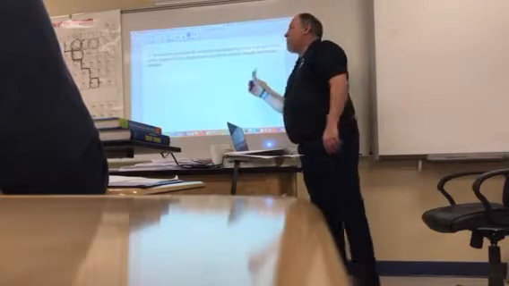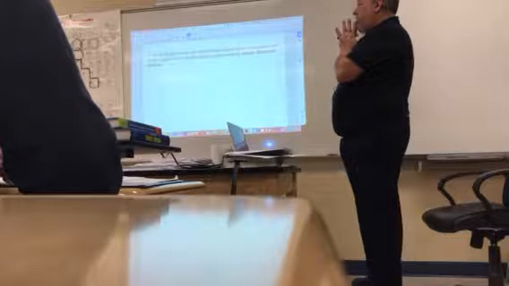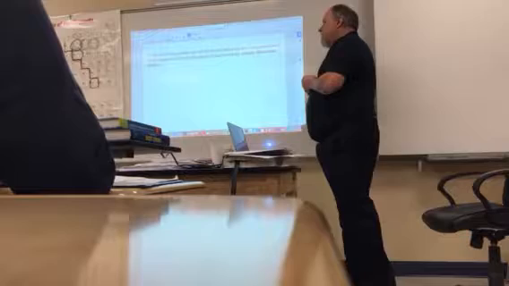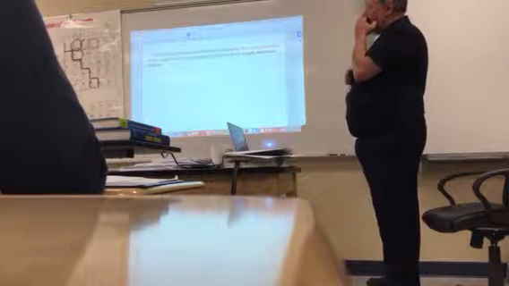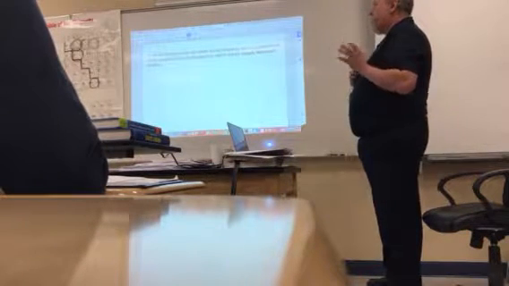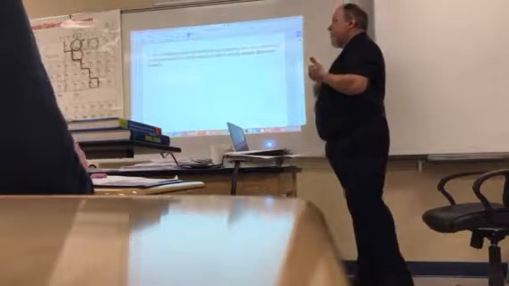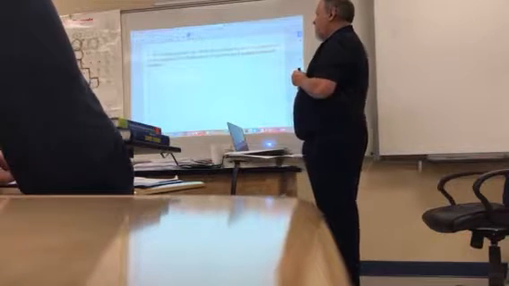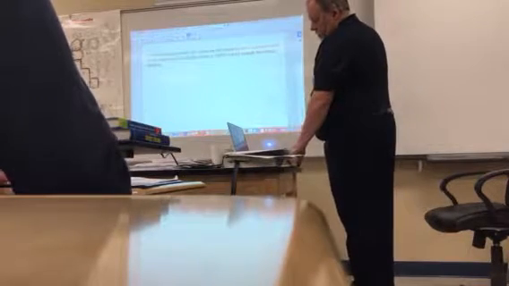Okay, so an oscillating system for which the net restoring force is proportional to the negative of the displacement is said to exhibit simple harmonic motion. An oscillating system for which the net restoring force is proportional to the negative of the displacement is said to be simple harmonic motion. What does that mean?